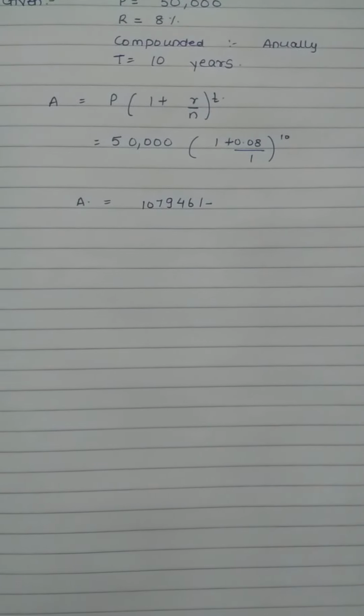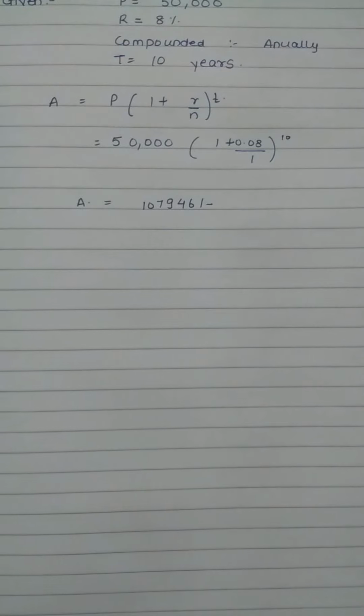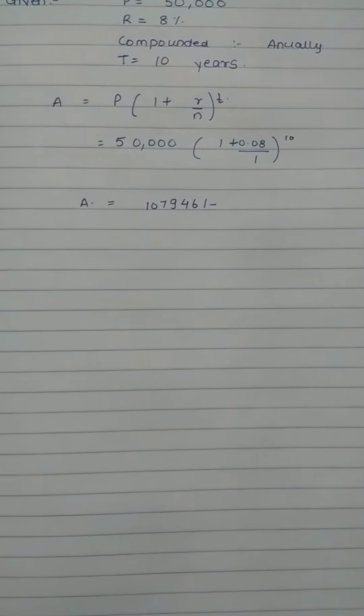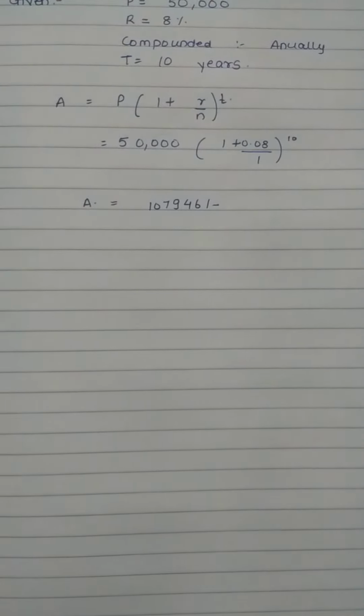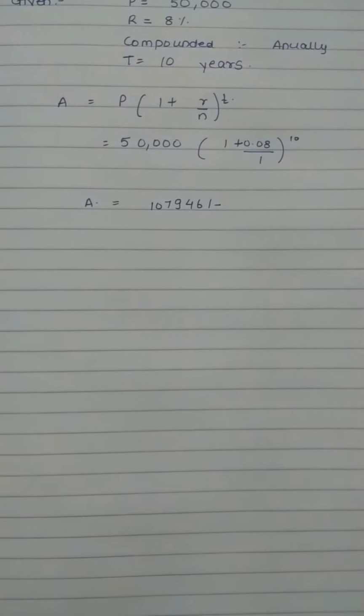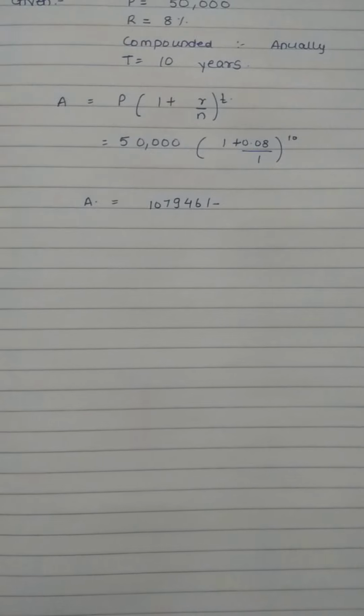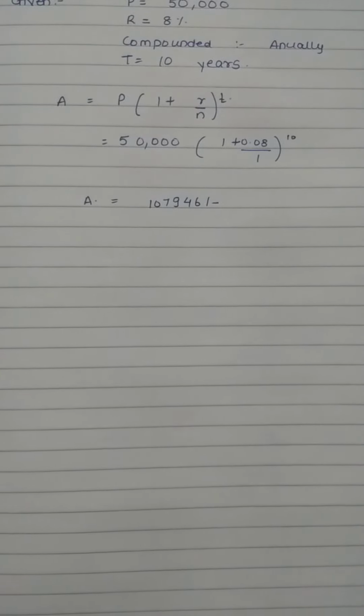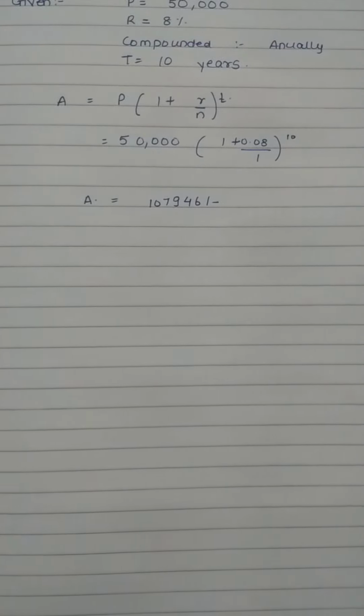So 50,000 bracket 1 plus 0.08, that is 8% interest raised to 10, that is 10 years. We get 1 lakh 7,946 rupees. So 50,000 will amount to about 1 lakh rupees after 10 years at the rate of 8%. So these are the 3 types of numerical for energy audit.